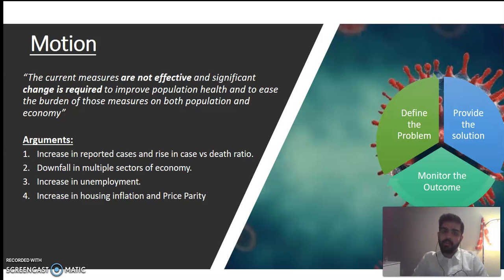Some arguments that support my motion are the rising inflation, which has been twofold compared to what was experienced before in Canadian history. If I predominantly talk about the housing inflation and the price parity, and to add to that, there has been an increase in the unemployment rates as well as a downfall in multiple sectors of the economy. Of course, as we last noticed, there were still huge numbers of daily death rates as well as new reported cases that are even noticed at post-Omicron times.